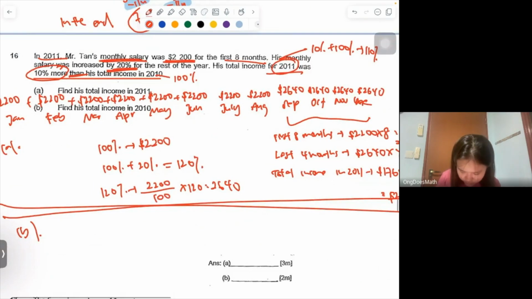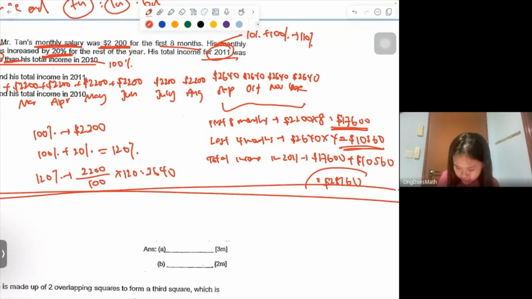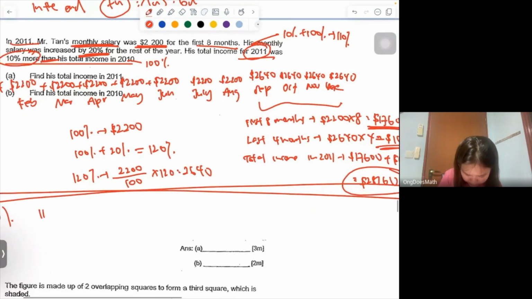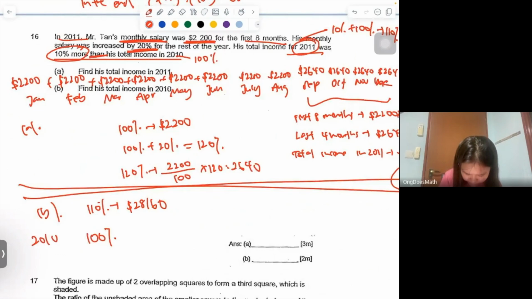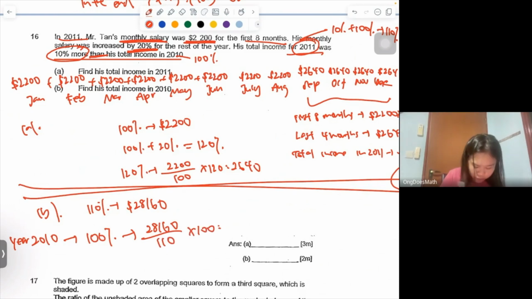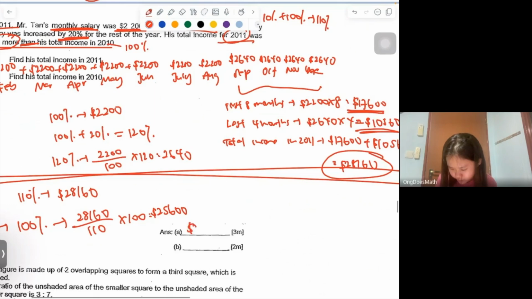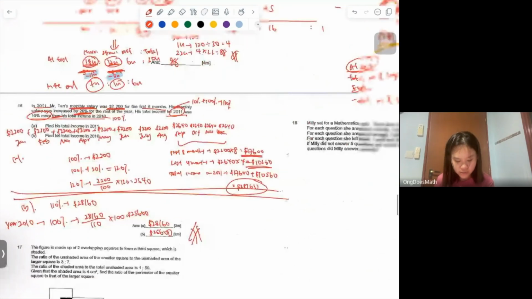So 2011, the total income was 28160, which means that 110% is 28160. So we just need to find what 100% is, which is the total income in 2010. So year 2010 will be 100%, which is just 28160 divided by 110 times 100. So you should get 25600. Okay, so for part A is 28160, for part B is 25600. So that's your answer for question 16.